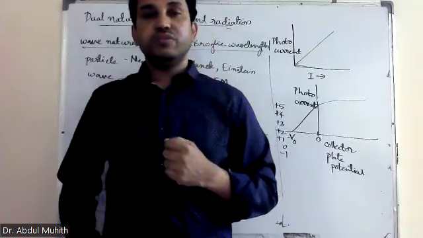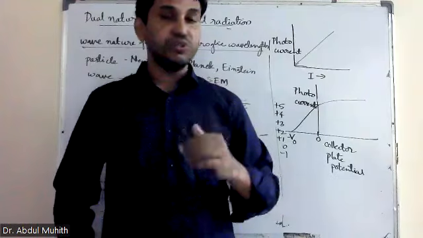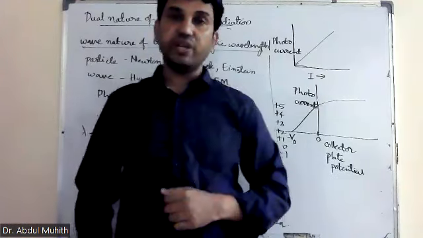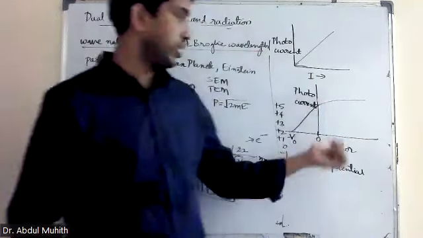1.6 into 10 raised to minus 19 joules. Very good. 1.6 into 10 to the power of minus 19 joules. This is the energy. Okay. Now, so these are the 4 definitions, 4 graphs. First graph, second graph we have done.